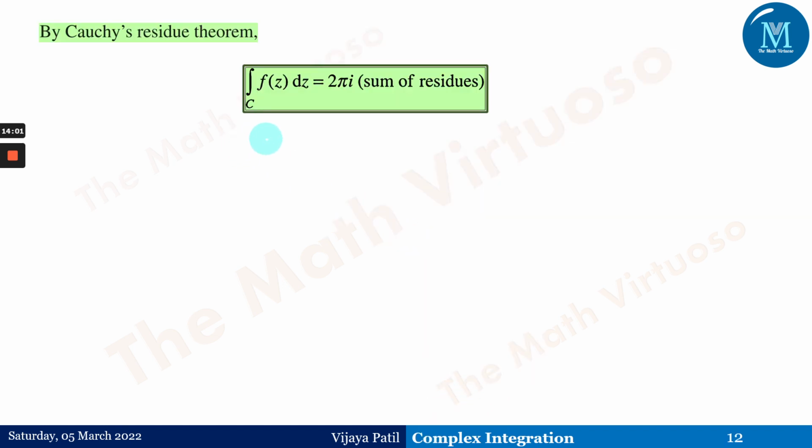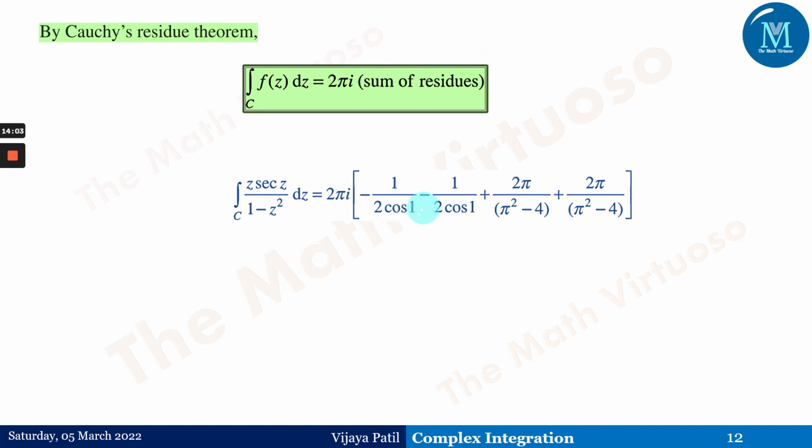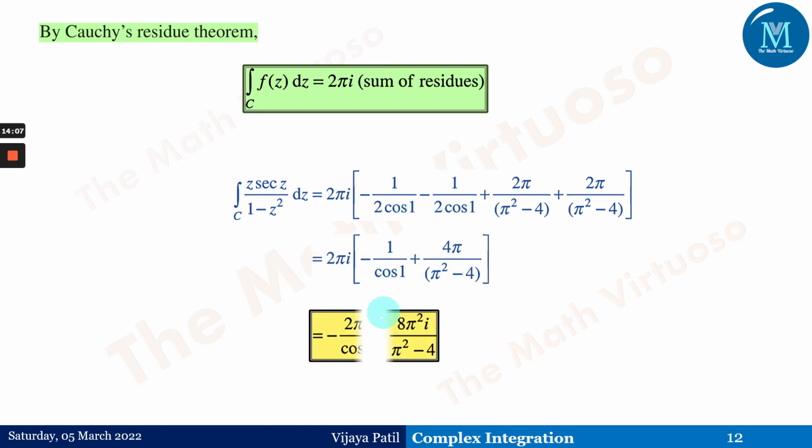Okay, and therefore by Cauchy's residue theorem we are just adding all of them. If you add them all together, we get something like this, and we have the final answer as minus 2 pi i upon cos of 1 plus 8 pi square i upon pi square minus 4, just by adding them up. That is the sum of residues of all these poles which are lying inside the circle.